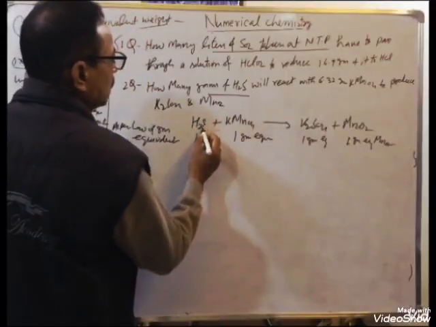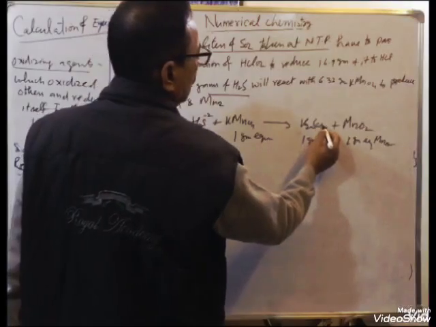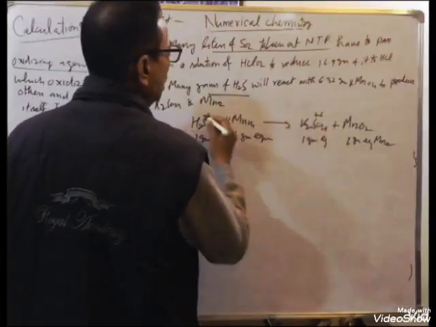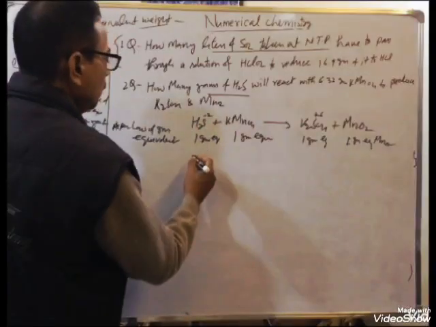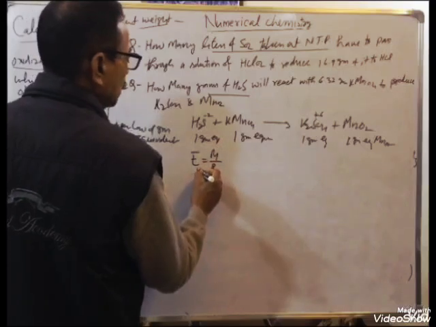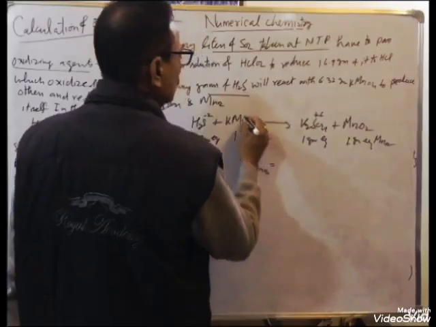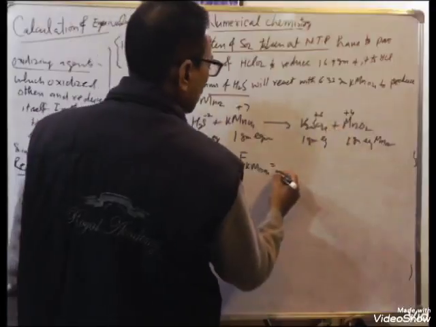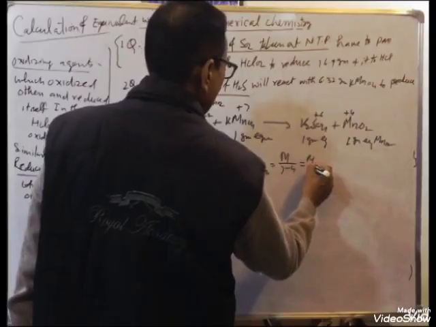So here we see H2S, here sulfur is -2, here sulfur is +6. So the change in oxidation number is 8. So the equivalent weight of H2S is M by 8. Similarly, for the equivalent weight of KMnO4, the oxidation number changes from +7 to +4, a change of 3. Therefore, M by (7 minus 4), that is M by 3.